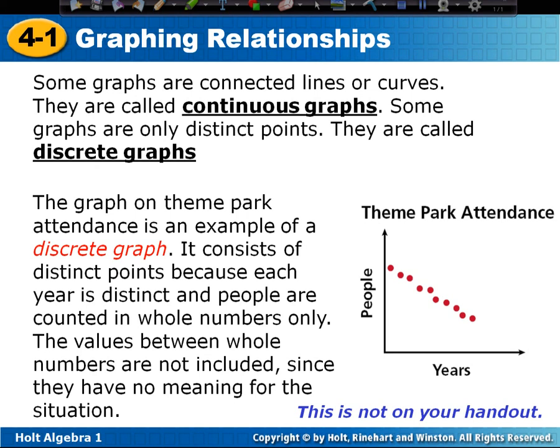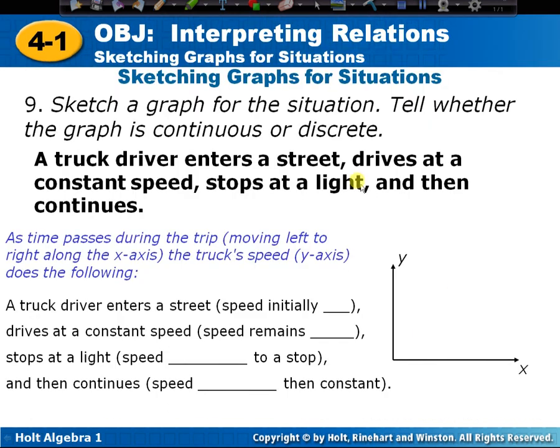So just so you know, when you have to have a distinct, specific point on your graph, and it's not an in-between type of relationship like miles per hour. You could be in between at any point in time at certain miles per hour. You have to have a discrete graph to show distinct points like people or puppies or books, and you'll have a continuous graph, a continuing line, when it's anywhere in between like measurements or miles per hour or gallons of water or something like that. Alright, for number 9, it says sketch a graph for the situation. Tell whether the graph is continuous or discrete. We're going to look at this on your handout.